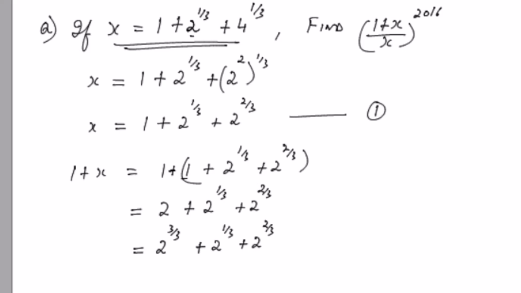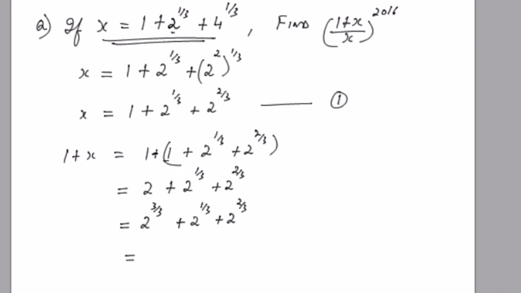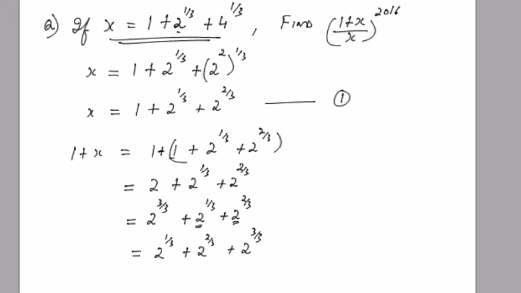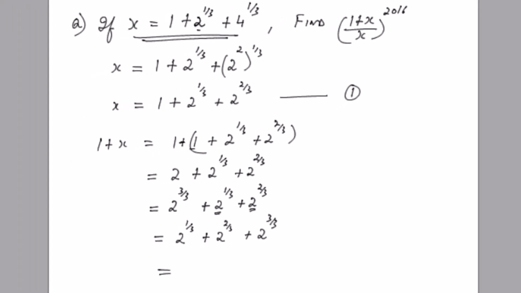Or let's try to put it in proper order, say ascending order. So we have this term first, 2 to the power 1 by 3, plus 2 to the power 2 by 3, which will be the second term, plus 2 to the power 3 by 3. So what is common in all of these? 2 to the power 1 by 3 is common in all of these. So the first term will be 1, 2 to the power 1 by 3 into 1 is 2 to the power 1 by 3. Then what next?